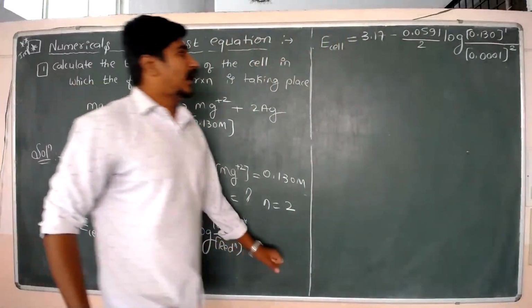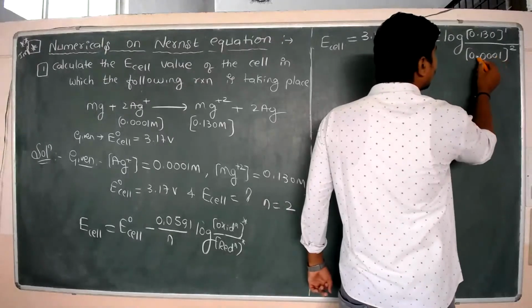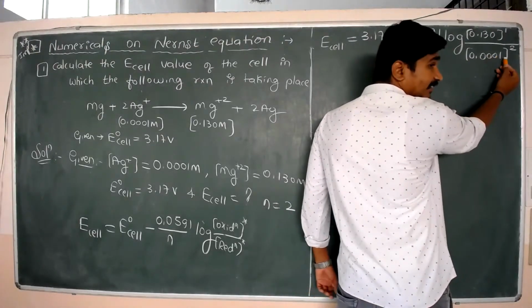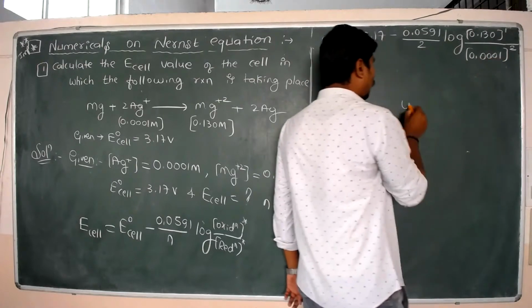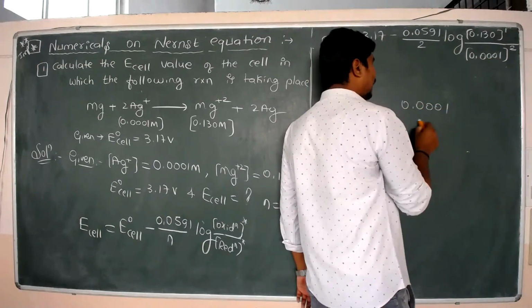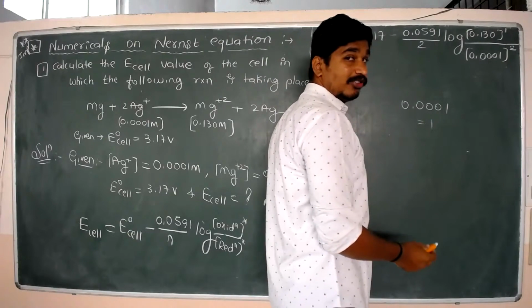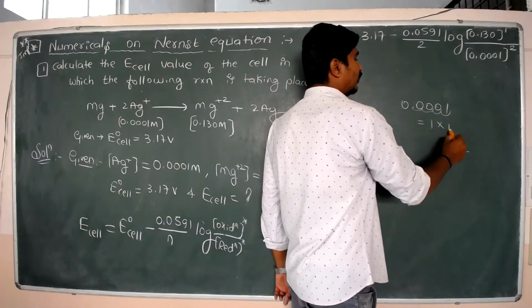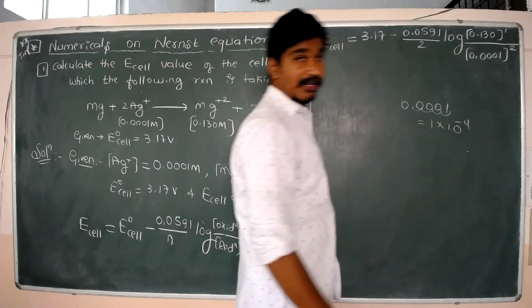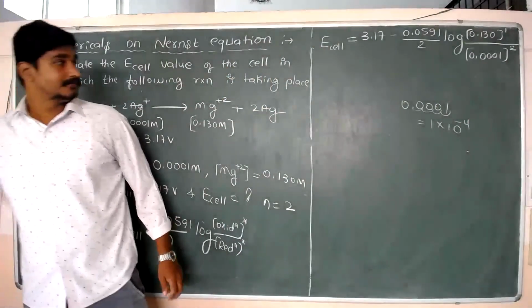Here, I want to write it as 1 into. Therefore, this decimal is shifted towards the right side. How many digits? 1, 2, 3. Right? I want to write 0.0001 as 1. Means how many digits should the decimal be shifted towards the right side? 1, 2, 3, 4. Therefore, it will be 10 to the power minus 4. Now it will become.